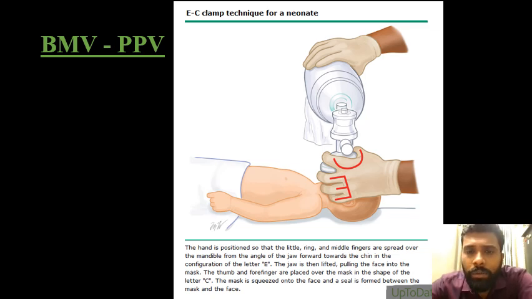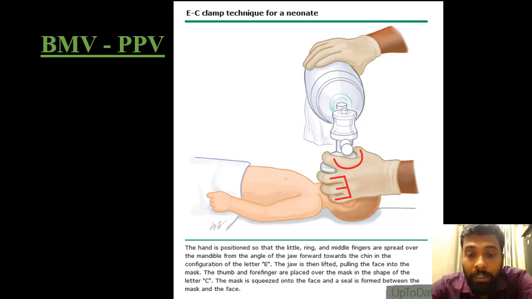Once again, let's go through the position and the ideal way you have to do it. The rescuer's hand is positioned so that the little finger, the ring finger, and the middle finger are spread over the mandible from the angle of the jaw forward towards the chin in the configuration of the letter E. Here it is written E. The jaw is then lifted, pulling the face into the mask.